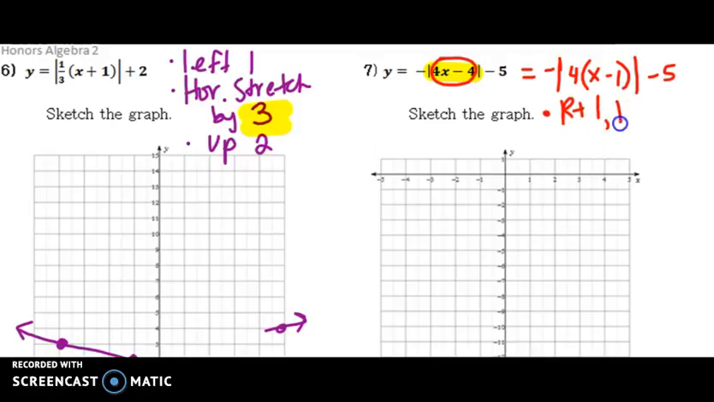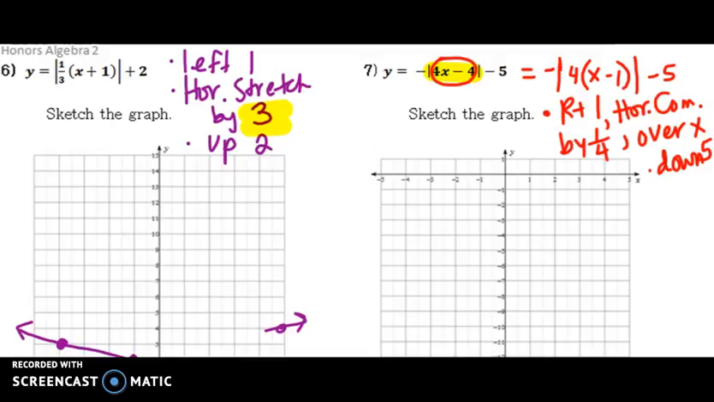It's got to horizontally compress by 1/4. Remember my reciprocal rule. It's going to go over the x-axis and it's going to move down 5. Okay, so I think you're pretty good on everything except that horizontal compression. Let me talk you through it, then I want you to hit pause.